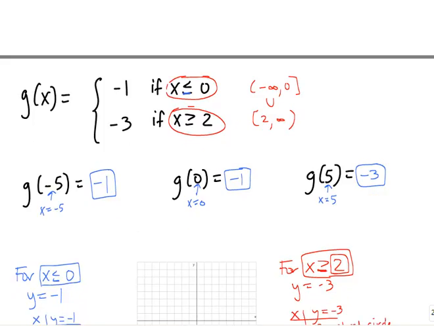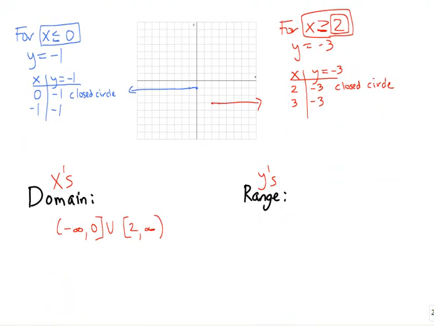So that's domain. Now to find range, it's usually easiest to determine your range from a graph. So you kind of need to be looking at a picture to see what your range is going to be. Remember that range is y's. So we're looking at all the y values that this graph goes through. Well, if you look at the blue graph, the only y that this graph goes through is -1. If you look at the red graph, the only y that this graph goes through is -3. So the only y's that the whole graph goes through are -3 and -1.